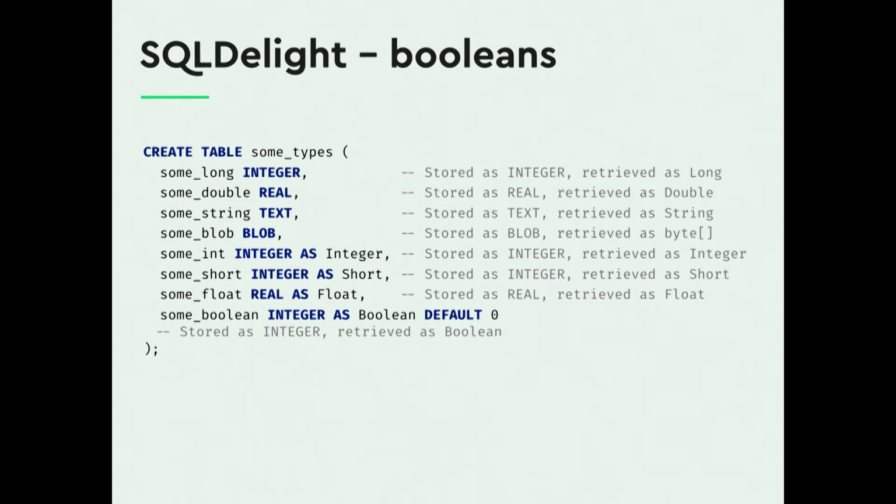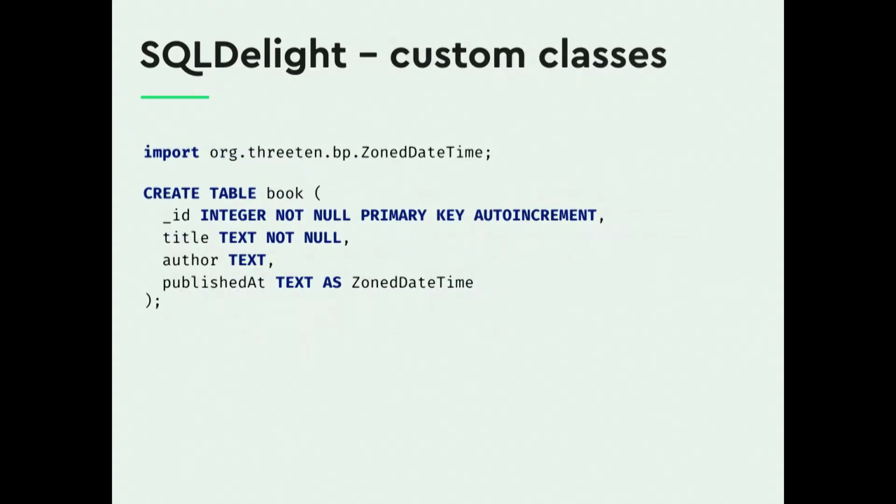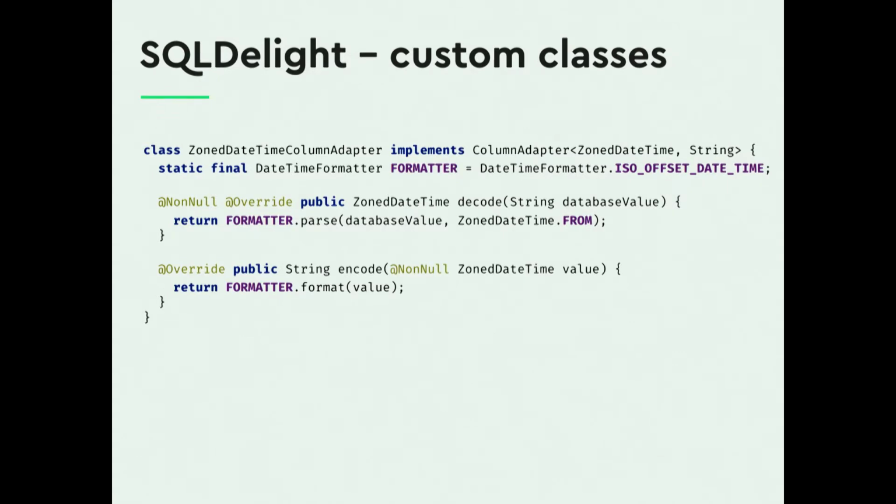But how does it work with custom classes? Well, the same way. In this example, I have this book table, and I have a field for when the book was published, and I save it as a date time. And the only thing that I have to do is give this import at the top of the SQL file, and then provide a column adapter that will know how to go back and forth from the serialized version to the deserialized version. It is pretty similar to how Retrofit works, so there is no real magic here.